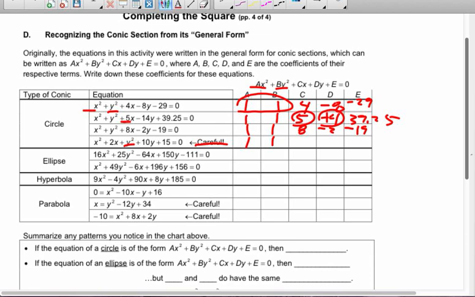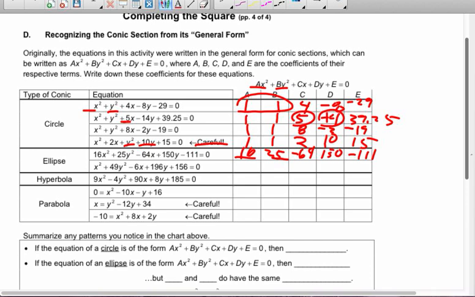C is my x term, so it's 2. D is the y coefficient, it's 10. And my E is 15. Okay, on the ellipse, my A is 16. My B is 25. My C is negative 64. My D is 150. E is negative 111. Notice these are both positive, but they're different. That makes it an ellipse.